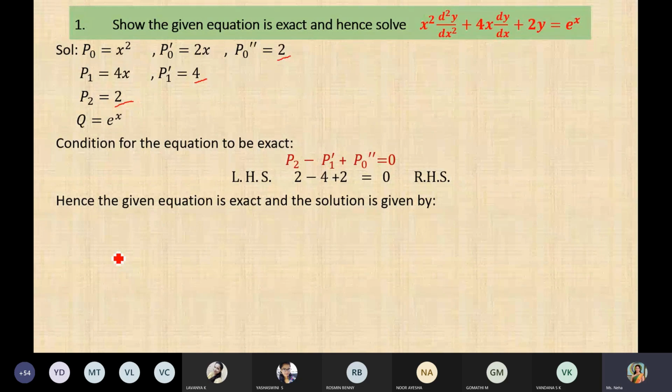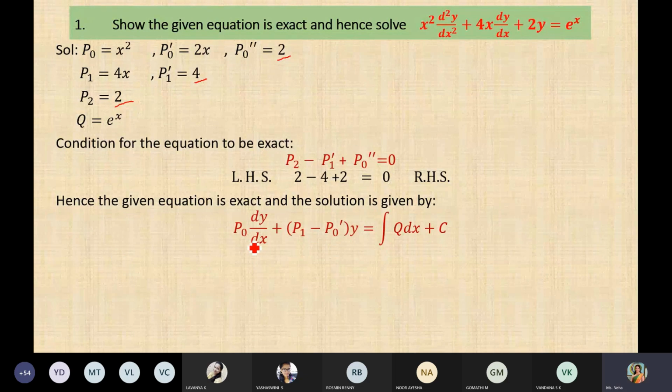So how do we find the solution? You have to write this formula: P naught into dy by dx plus P1 minus P naught dash into y is equal to the integral of q dx plus c. Now substitute all the values. What is P naught? P naught is x square.